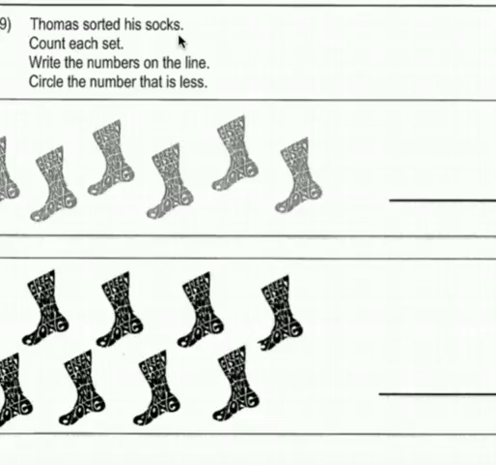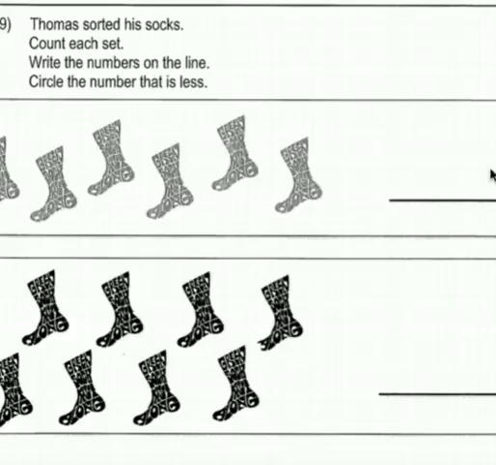Thomas sorted his socks. Count each set. We're going to count this set, and then you're going to count this set. Circle the numbers on the line. Once again, Ms. Jones is wrong. I gave you the wrong set of directions, so please at this time, disregard what I said. Do not circle anything yet. What I would like for you to do is count each set and then write the numbers on the line.